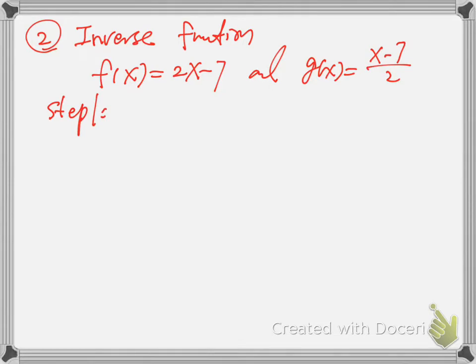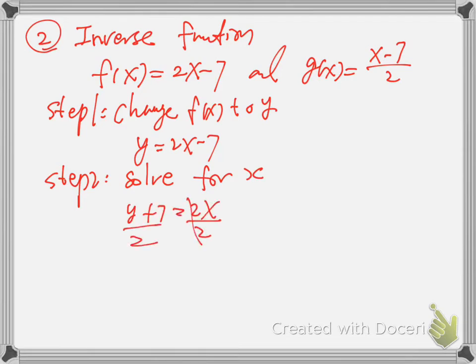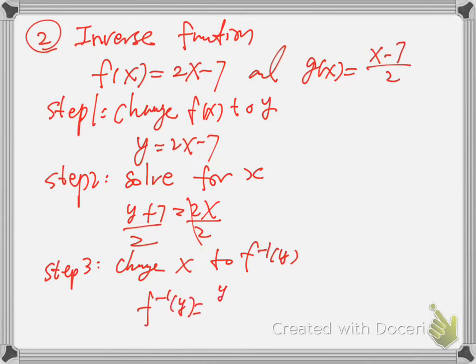Step 1, we change f of x to y. So y is 2x minus 7, and then step 2, solve for x. So y plus 7 is 2x, divided by 2. We got x is (y plus 7) divided by 2, and then step 3, change x to f inverse of y. So f inverse of y is (y plus 7) over 2.